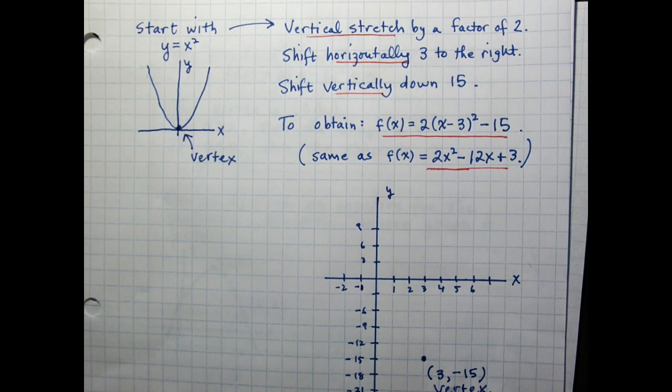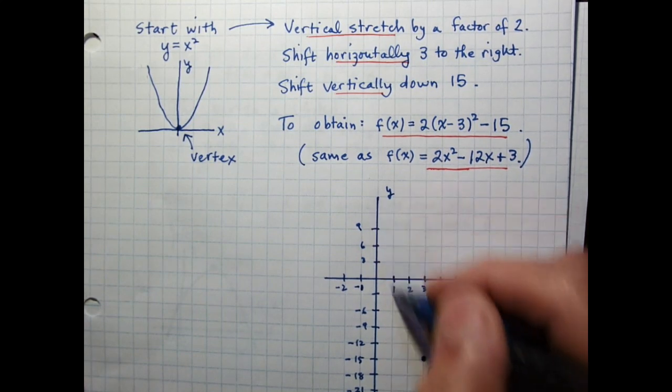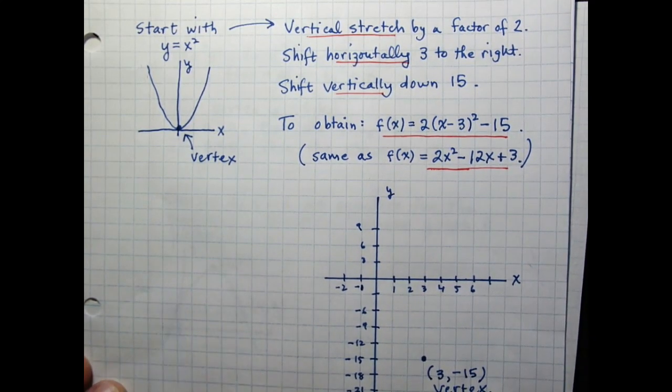Now, I want to graph this whole thing. So I kind of know that the graph is going to be U-shaped. What I want to do is plot the intercepts.